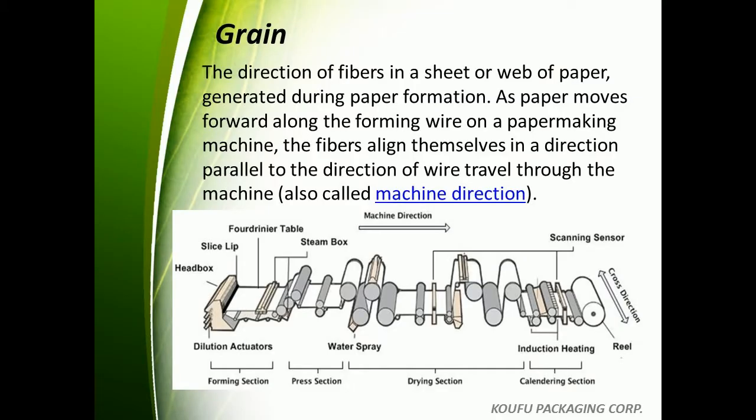How is paper grain formed? The direction of fibers in a sheet or web of paper, generated during paper formation. As paper moves forward along the forming wire on a paper-making machine, the fibers align themselves in a direction parallel to the direction of wire travel through the machine, also called machine direction. Let's watch a video of a paper mills company abroad.